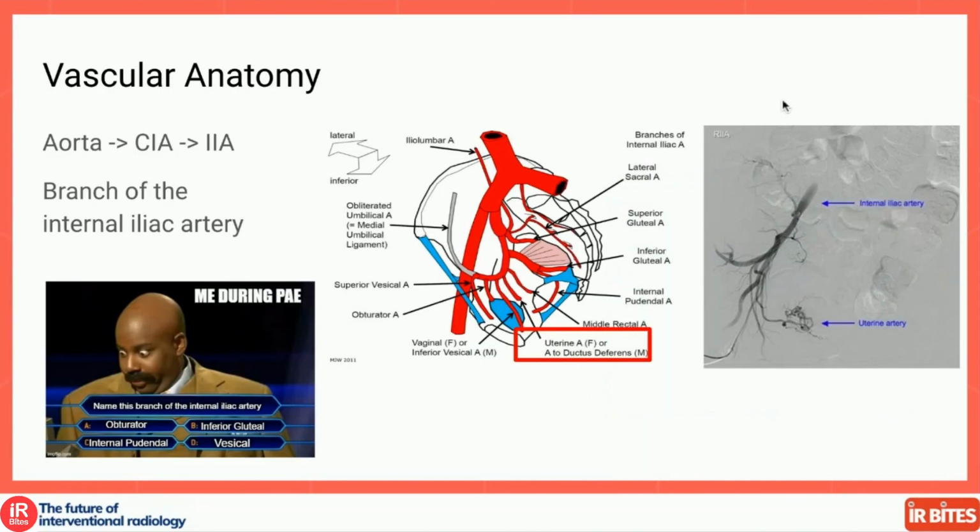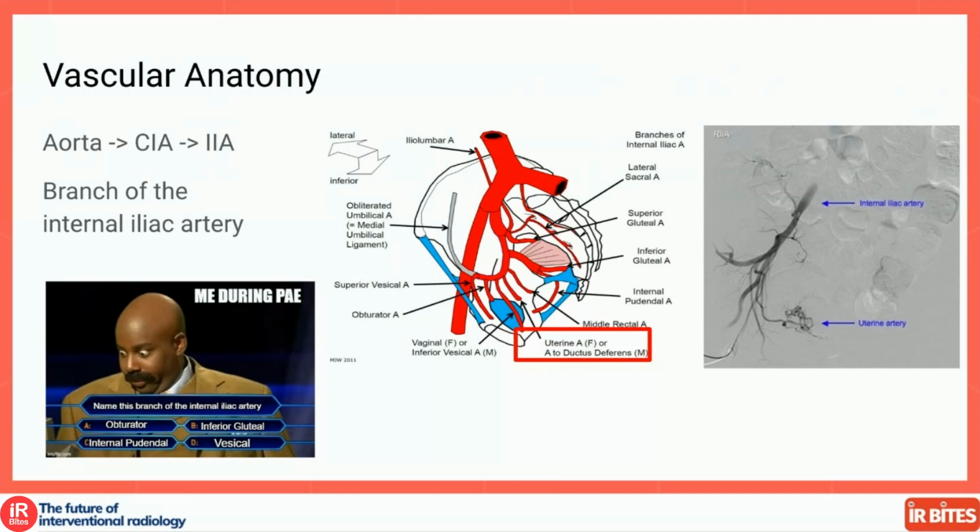So I thought I'd recap a bit of the anatomy. Pelvic vascular anatomy is always difficult. And for any of you who've been in the IR rooms at all, if you ever get quizzed on the anatomy, it's often a bit tricky. I know this meme is about prostate embolization, but it kind of applies for the uterine artery as well.